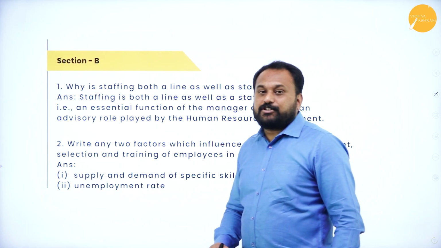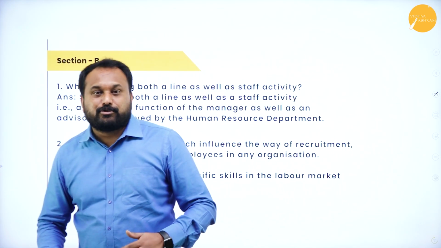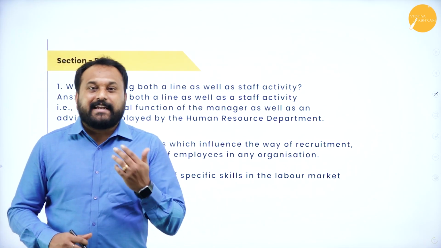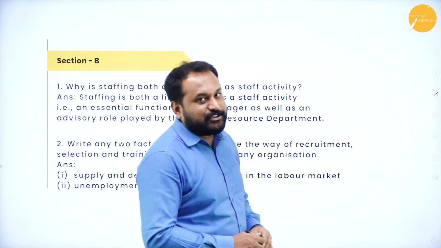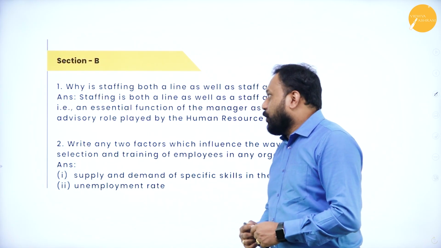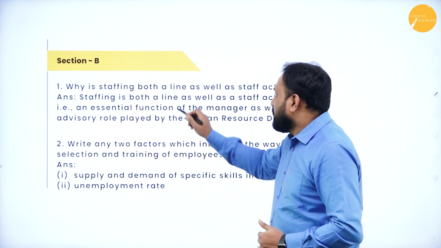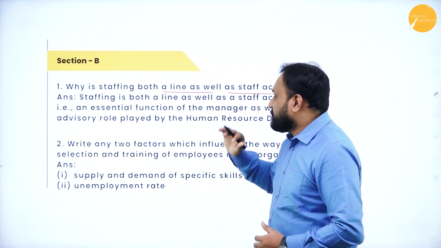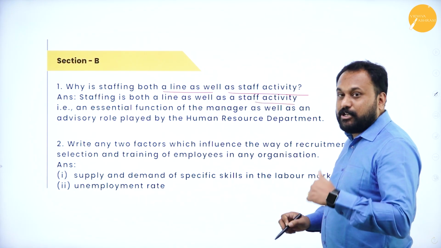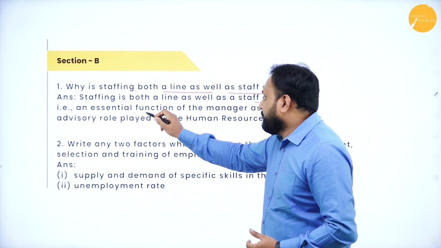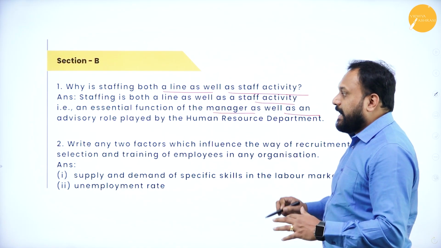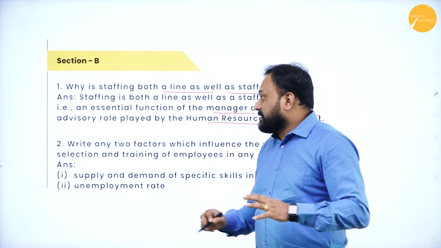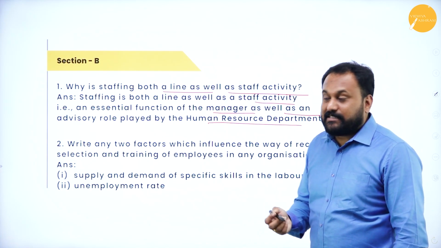Section B is of 2 marks, and I told you how you are supposed to go with 2 marks. The way 2 marks answers are written, you should write more than 3 sentences. So let's go with the first question of section B: why is staffing both a line as well as a staff activity? Staffing is both a line as well as a staff activity because it is an essential function of a manager as well as an advisory role played by the human resource department. So it is a function as well as an advisory.